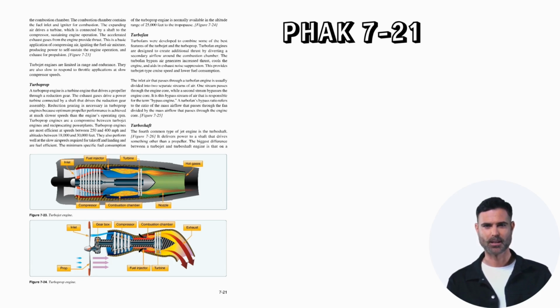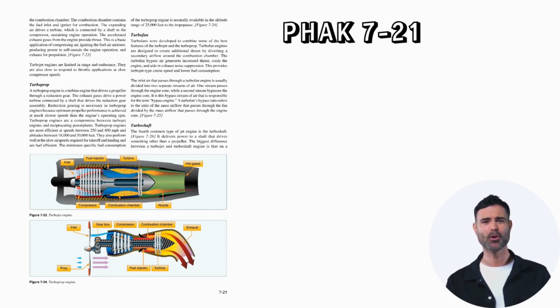The inlet air that passes through a turbofan engine is usually divided into 2 separate streams of air. One stream passes through the engine core, while a second stream bypasses the engine core. It is this bypass stream of air that is responsible for the term bypass engine. A turbofan's bypass ratio refers to the ratio of the mass airflow that passes through the fan divided by the mass airflow that passes through the engine core.